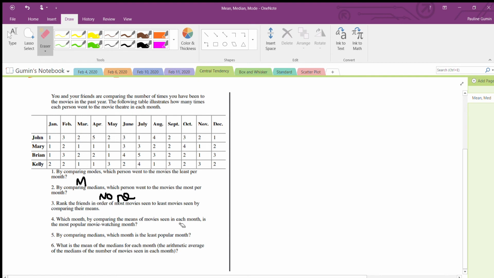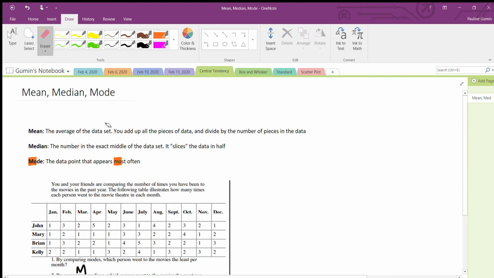Okay, let's see what mean means. Mean is the average of the data set. We add up all the pieces of data and then divide by the number of pieces of data. Okay, well, that means we're going to add up all of these numbers and divide it by 12 because there's 12 months in a year.